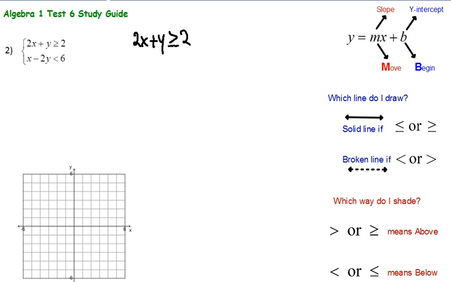So the way that we do that, and the way that we get rid of anything in algebra, is we do the opposite. So the opposite of a positive 2x would be to subtract 2x. So I'm going to subtract 2x from both sides. And then those things cancel each other out. Bring down the y. And then you've got a greater than or equal to.